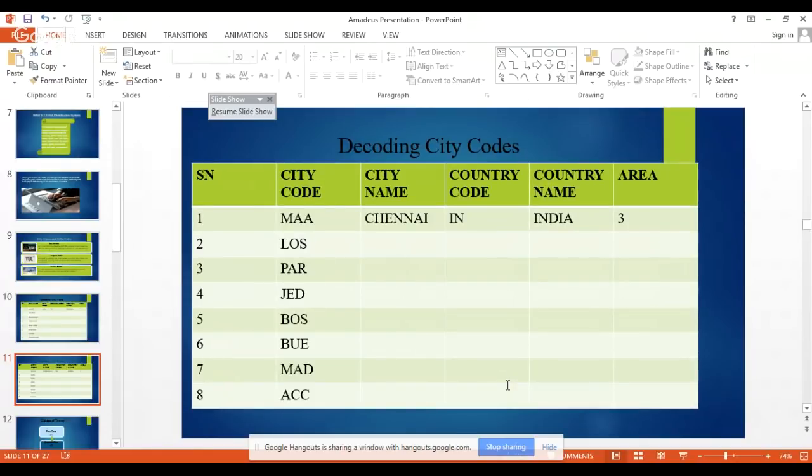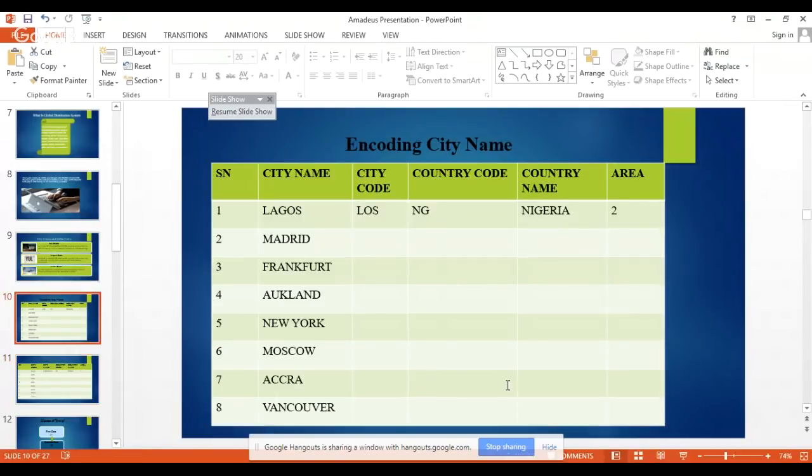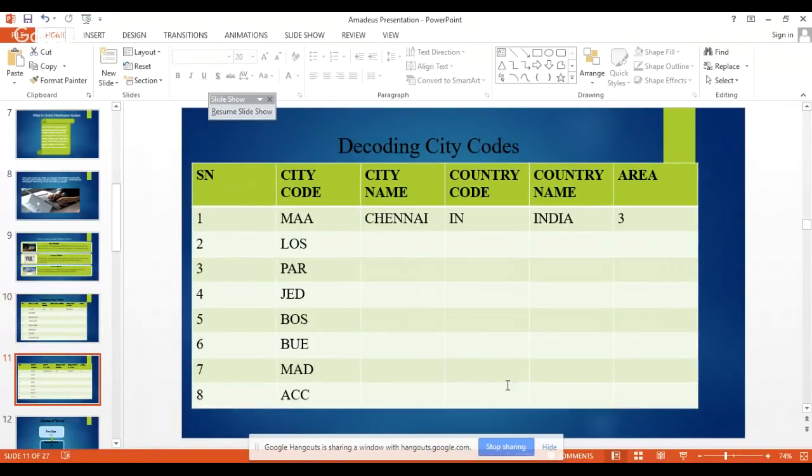Now, decoding city codes. The first one we did was encoding city name. Now, we'll be doing decoding city codes. The first one we'll be talking about, the city code is MAA, Mike Alpha Alpha. The city name is Chennai. Country code IN. The country name India. Area, it's in area 3. That is South Asia subcontinent is in area 3.